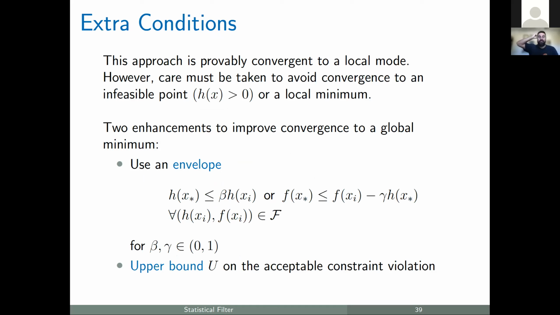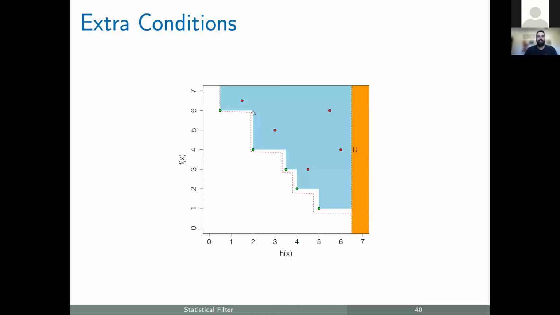There's a handful of extra conditions that were introduced, so this filter method is provably convergent. One of the extra pieces of information that gets used is something Fletcher and Leyffer define, called an envelope. So there's an extra set of conditions. I'll show what that looks like visually in a second. And you can place an upper bound U on the acceptable constraint violation. So visually, this red dashed line here is what is called the envelope.